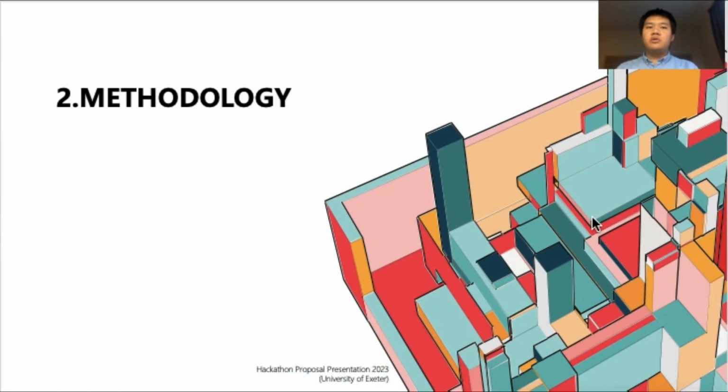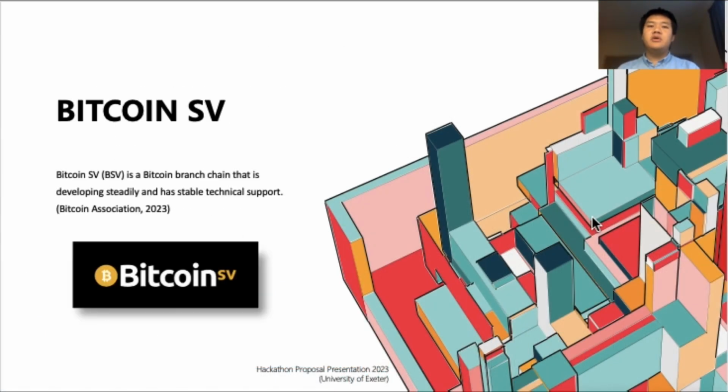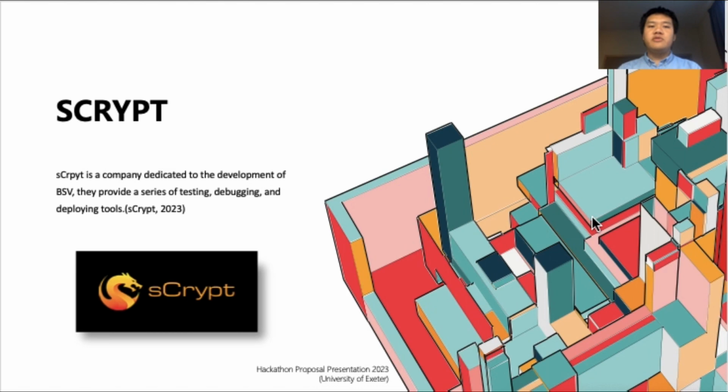Our project will be based on Bitcoin SV, a Bitcoin branch chain that is developing steadily with stable technical support. During development, we will use a series of tools developed by Exeter for testing, debugging, and developing our smart contract, as well as React to link the front and back ends.